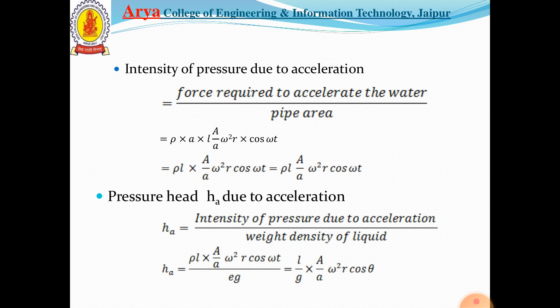The intensity of the pressure due to the acceleration is the force required to accelerate the water divided by the pipe area, that is rho a into L A by a omega square r cos omega t upon a, which gives rho into L A by a omega square r cos omega t. The pressure head H_A due to the acceleration equals the intensity of the pressure due to the acceleration upon the weight density of the liquid. The above equation can be divided by rho into g, so rho cancels out, and we get L upon g into A upon a omega square r cos theta, or cos omega t.